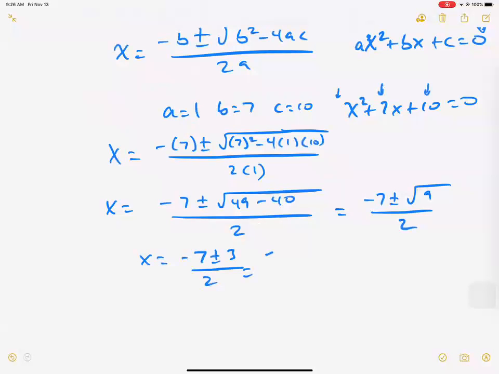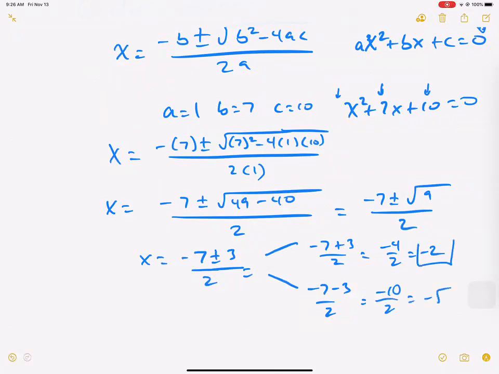So we have two versions now: negative 7 plus 3 over 2, and negative 7 minus 3 over 2. So negative 7 plus 3 on top is negative 4 over 2, which is negative 2. And negative 7 minus 3 down here is going to be negative 10 over 2, which is negative 5. Not surprising, the same exact answers.